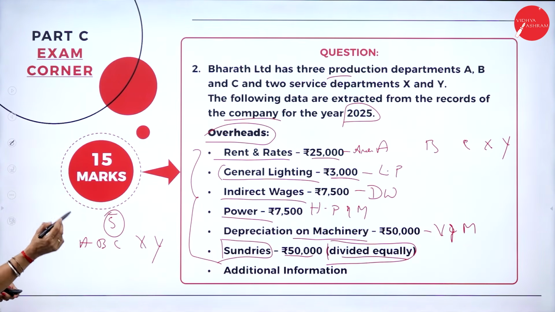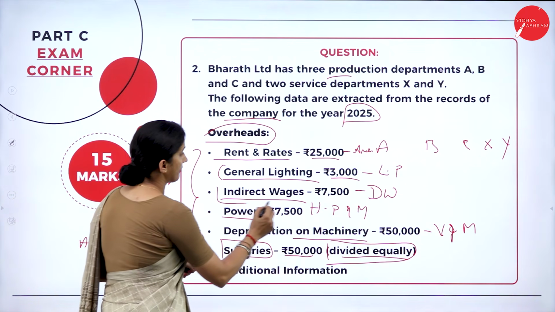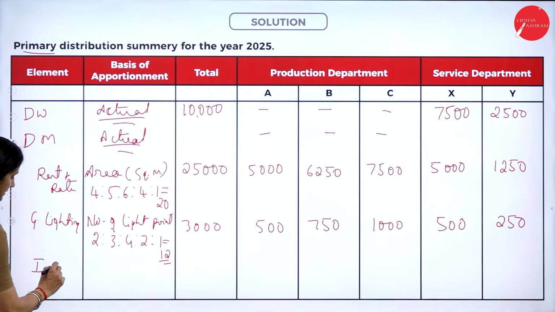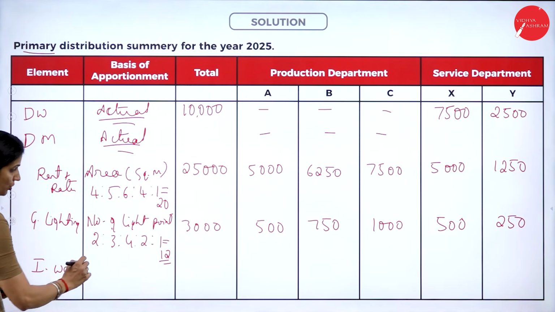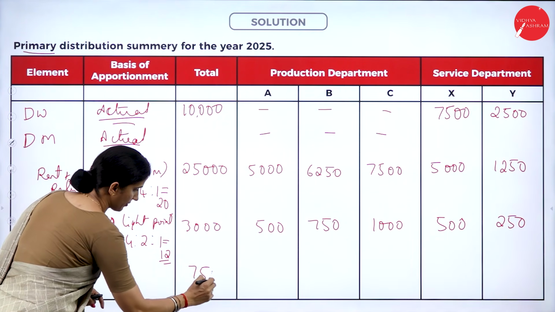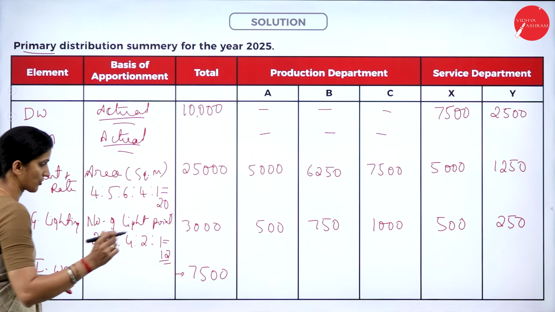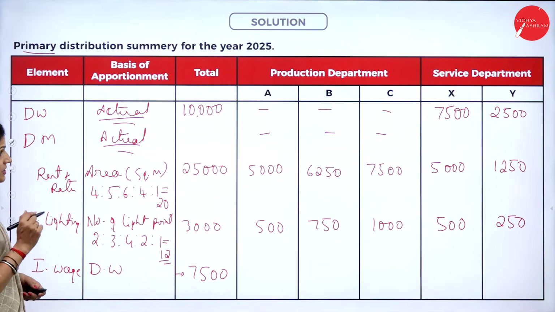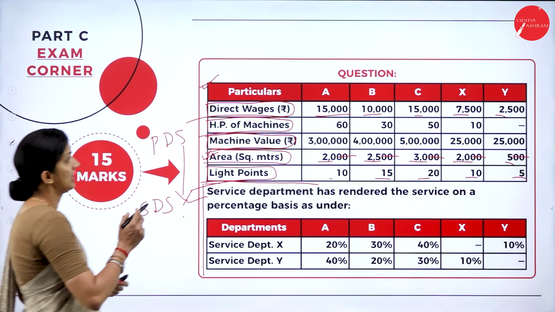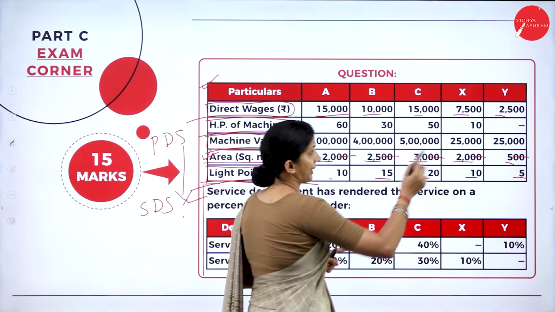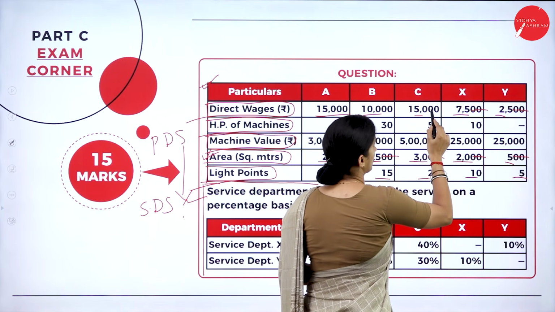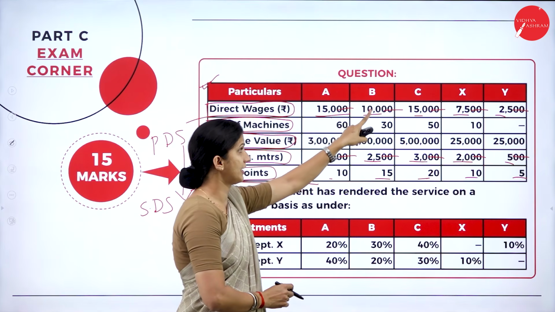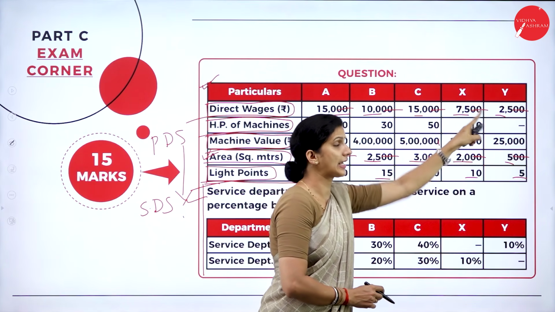Next, after lighting, we have indirect wage, 7,500. So we have indirect wage, the total amount 7,500. To allocate this 7,500, your basis will be direct wage. So what is the ratio of direct wage? Here we can simplify the ratio. Here we can cancel 2 zeros each. So your ratio will be 150, 100, 150, 75 and 25.